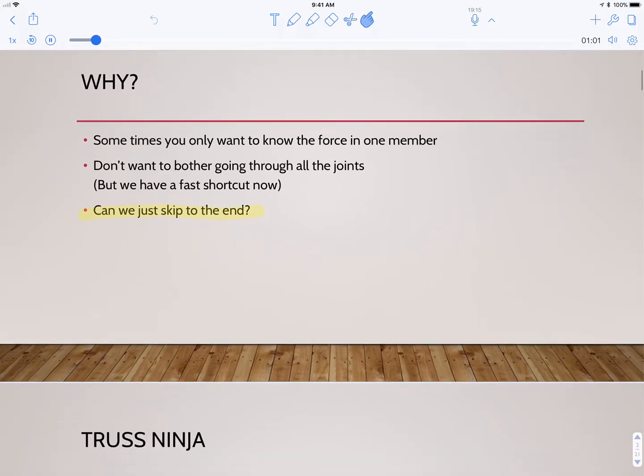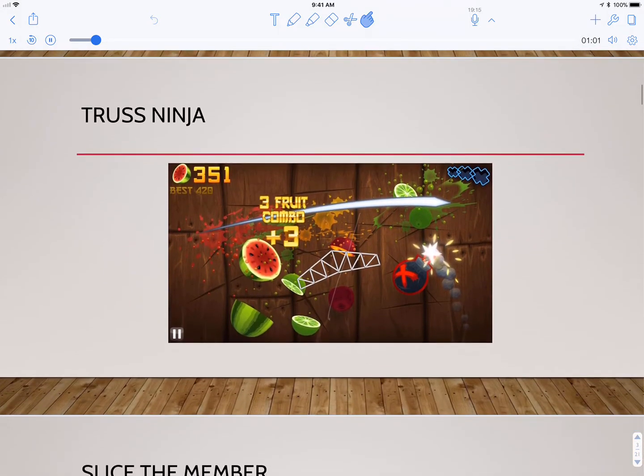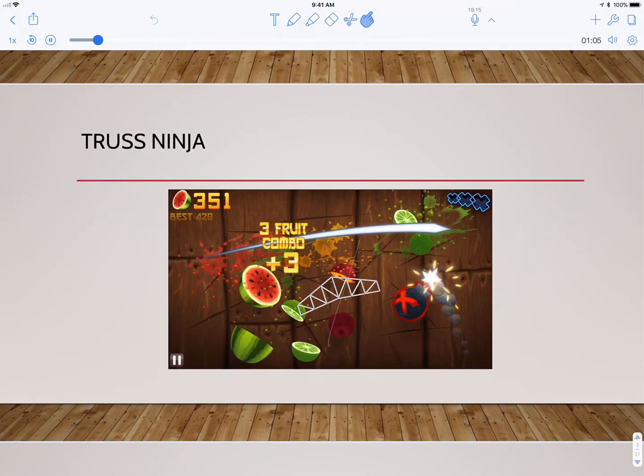Well, you need to turn into a truss ninja. If you've ever played this game, I think it's called Fruit Slice, you get a sword, and the object is to cut through all the fruit before they fall off the screen and not cut through any of the bombs. What we're going to want to do with this is slice through the truss. So you'll take your ninja sword and do that. Cut right through the truss.